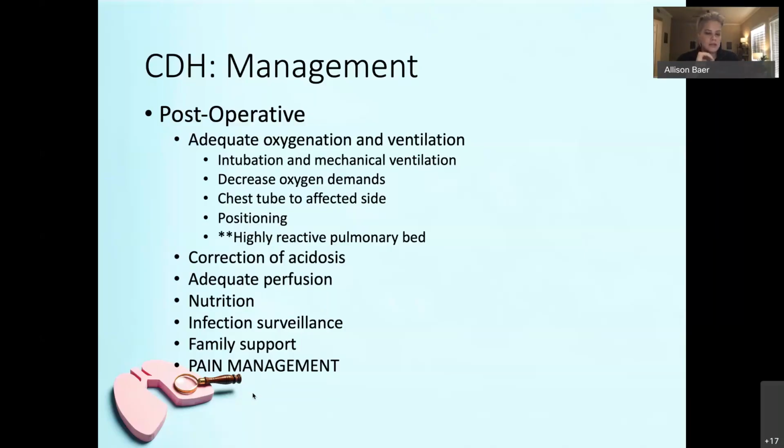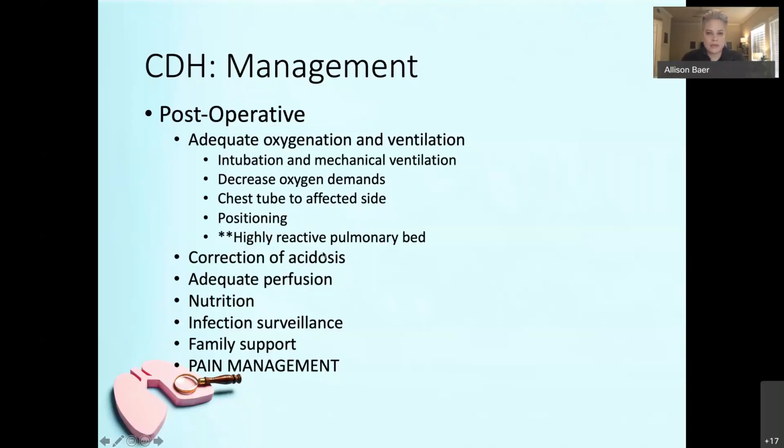Positioning, I've seen questions about this: position them affected side down. So if it was on the left, put the left side down, because that unaffected side is their good lung. Essentially, that's their only lung, especially immediately post-op. You want to give that lung as good a chance as it has to expand. So good side up, bad side down.